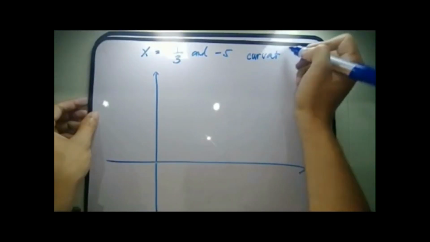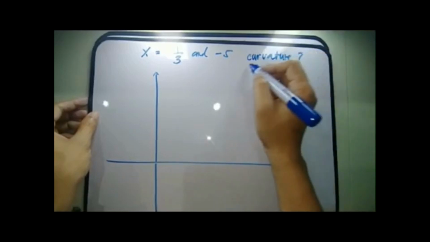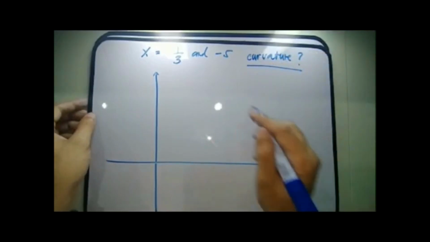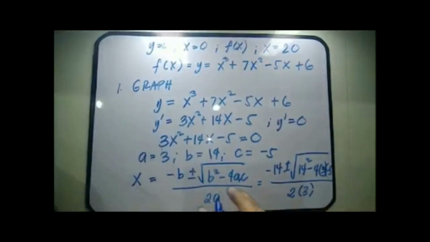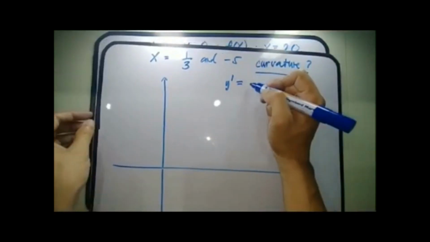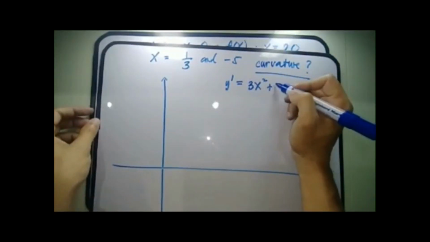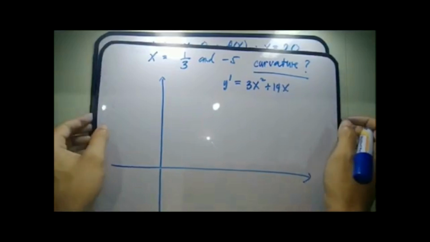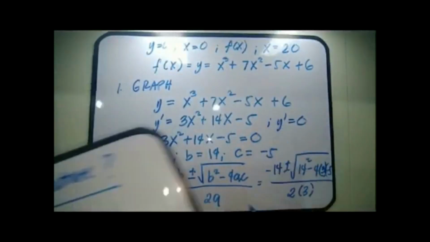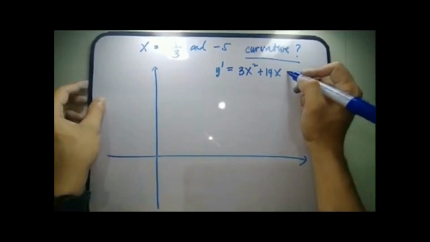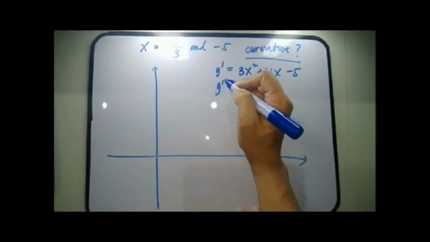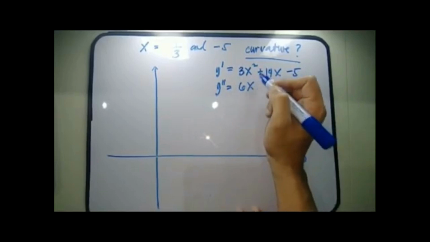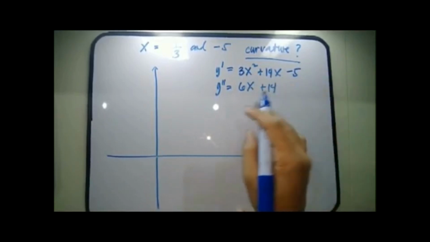So kunin natin guys yung kanyang curvature. So what is the curvature? So what is the maxima and what is the relative minimum point? So kunin natin guys yung y double prime niya. So y prime equals 3x squared plus 14x minus 5. So let's solve for y double prime. So y double prime equals, we have here 6x plus 14. Then we substitute those critical points.